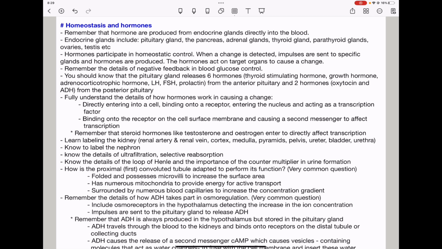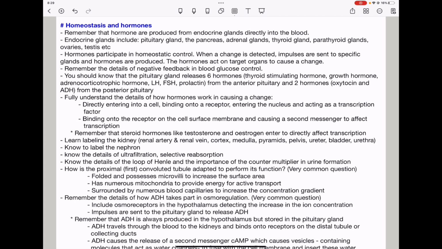So you fully need to understand the details of how hormones work in causing a change. For example, they could enter the cell, binding onto a receptor, and entering the nucleus with the receptor they're bound to, and act as transcription factors. This is common with steroid hormones. For mainly peptide hormones, they bind onto the receptor on the surface of the membrane, and they cause generation of a second messenger, and then other reactions are going to occur. The effect is going to be carried out.